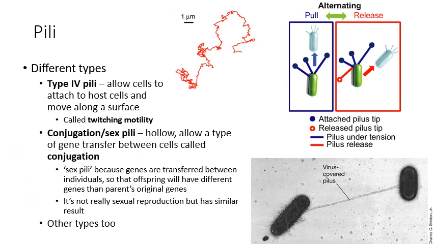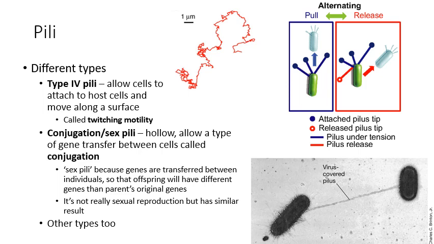It's called a sex pilus because when genes are being transferred, it's a little bit like sexual reproduction in a way. So bacteria and archaea have to reproduce asexually, which means that the offspring are genetically identical to the parents. In sexual reproduction, the offspring are different genetically from the parents. So your children have some of your genes, but they also have some of your partner's genes. So they're not identical to either of you because they have a different mix.